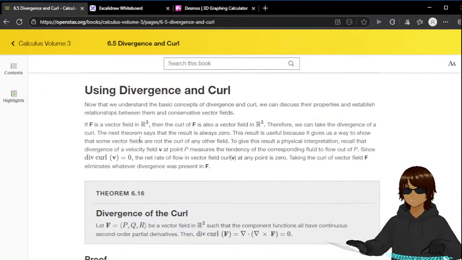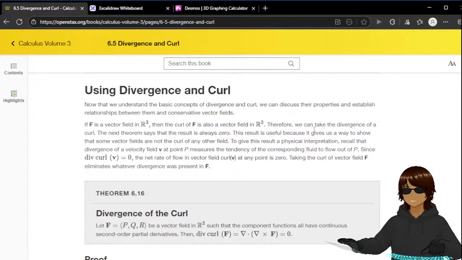Now that we understand the basic concept of divergence and curl, we can discuss their properties and establish relationships between them and conservative vector fields. If F is a vector field in R cubed, the curl of F is also a vector field in R cubed. Therefore, we can take the divergence of a curl. The next theorem says that the result is always 0.